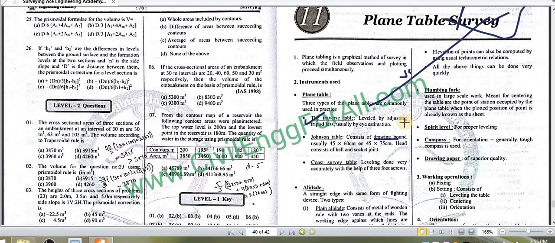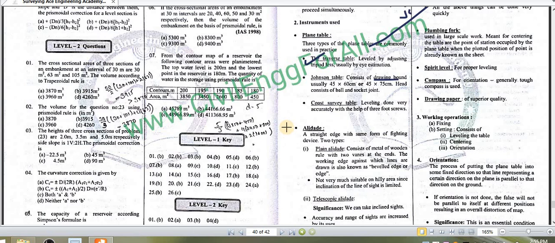This is the first instrument which is required in your plane table surveying. After that, the next important instrument in plane table surveying is your alidade. So alidade is very important. It is similar to your scale, it just looks like your scale. On one side it has been provided with a graduation, like your scale that has graduations in mm and centimeters. So similarly the alidade is also provided with graduations showing centimeters and mm.